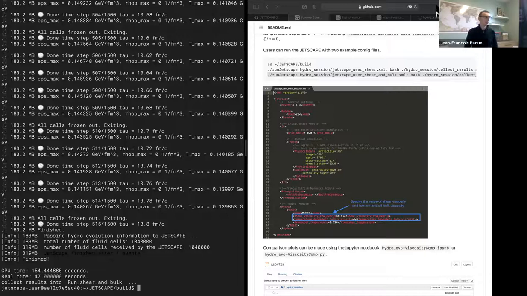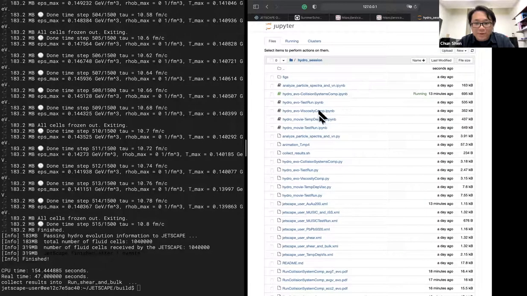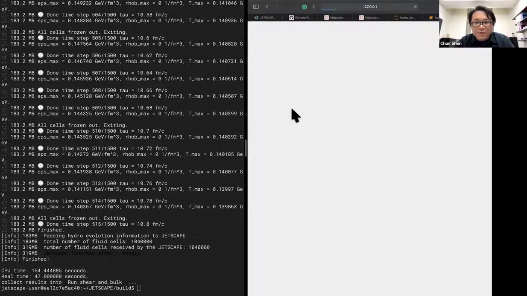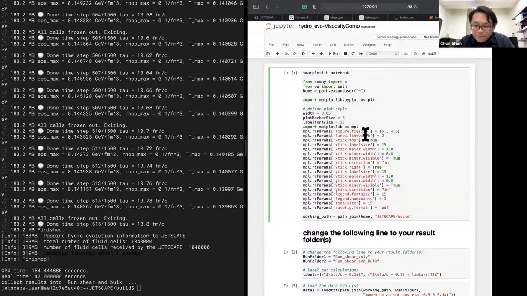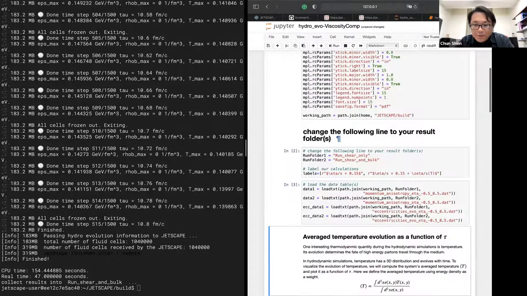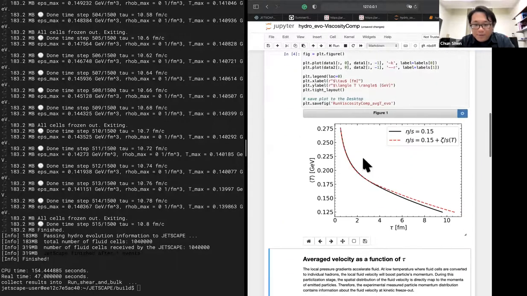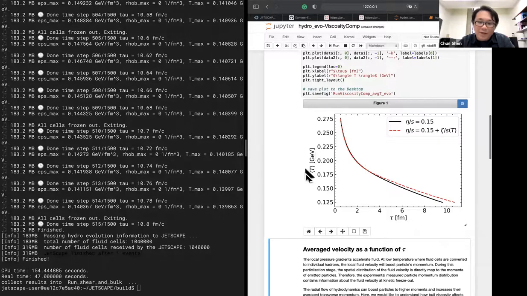Okay. So I hope you also finished the two runs on your laptop. Then we can now make the plots to make some comparison. The script we use is this hydro-evolved viscosity comparison script, which will help us make the plots for this comparison. Again, we will just run through the Jupyter notebook to start making plots for comparison. First we will look at the average temperature evolution for these two runs.